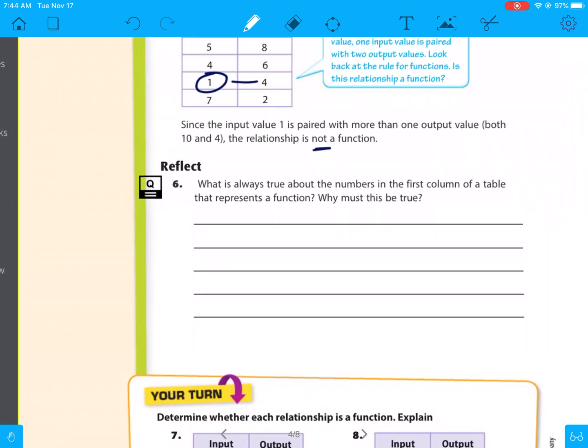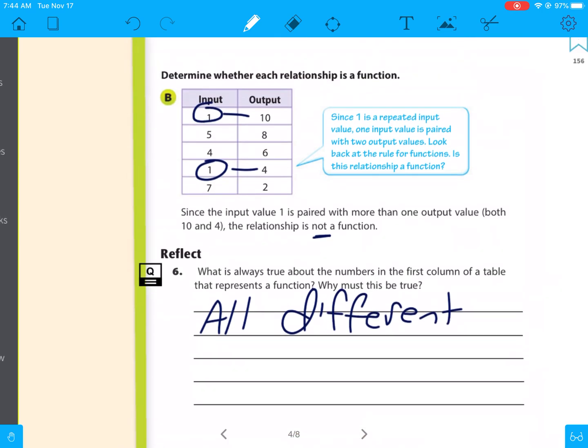So for number 6, it says, what is always true about numbers in the first column in a table that represents a function? They are all different. So do you see how 1 and 1 are the same? That means it is not a function because it has two different outputs here.